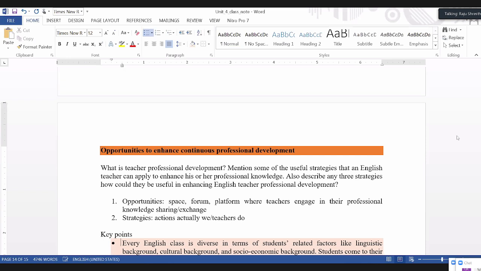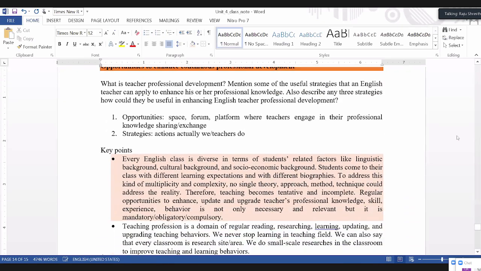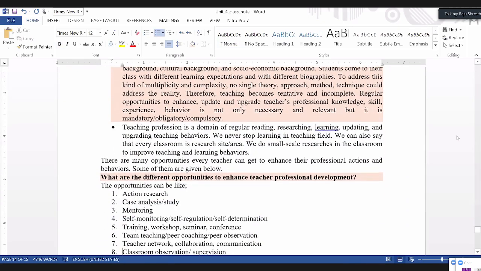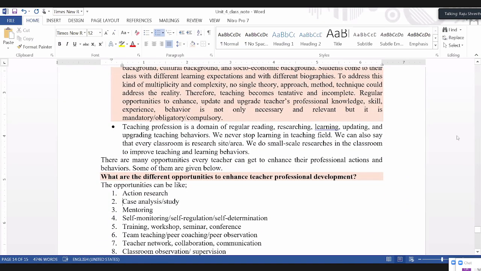Key point is this. Question is this: also describe any three strategies. Having said that, action research has been covered already, and it comes in many places. So the same concept we have to use as a tool to enhance professional knowledge as well as a tool to improve teaching and learning behavior. So here action research from two perspectives.